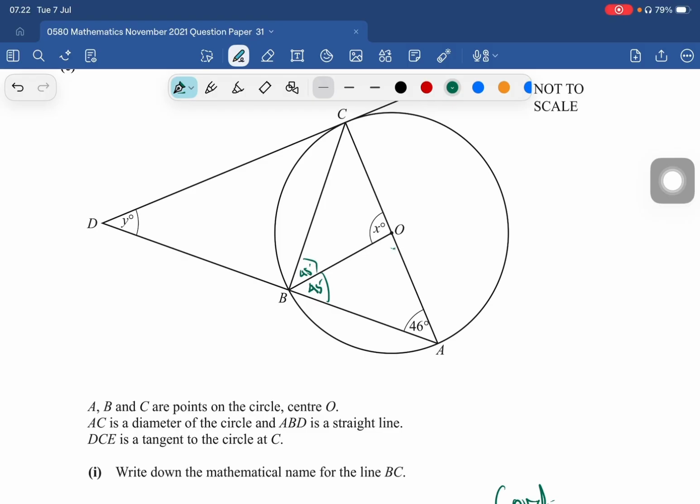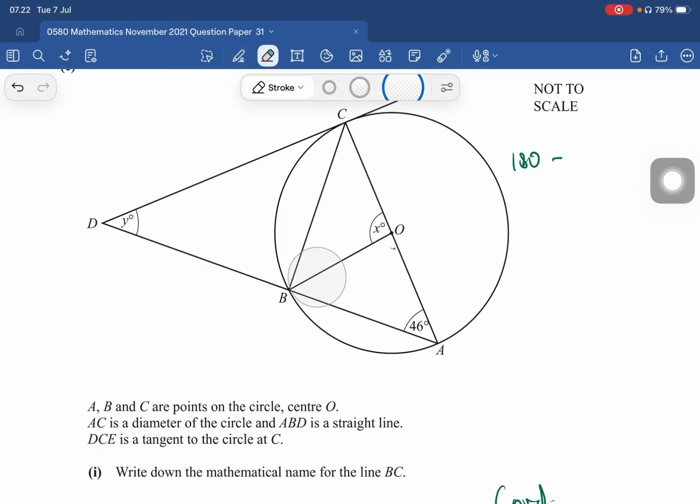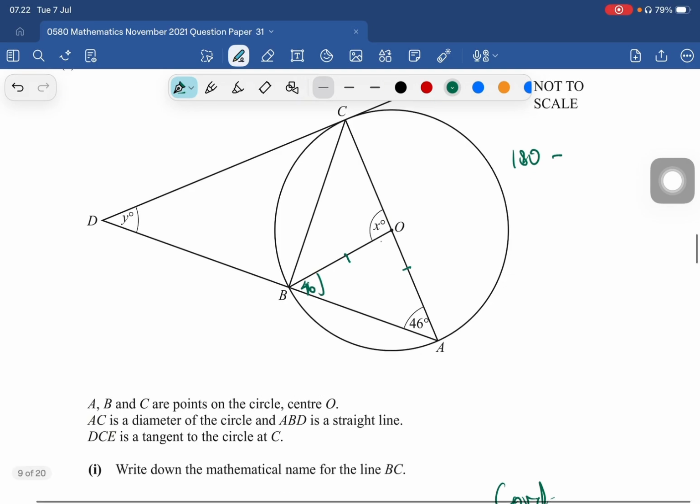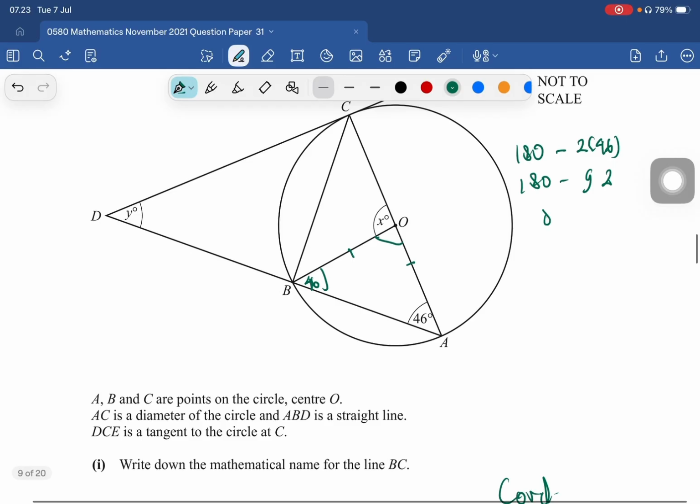Next, to find the angle, the total is 180, so we subtract. Here is the radius, both of them are the radius. So here is an isosceles triangle, so it's going to be 46 degrees. To find this angle, it is 180 minus 2 multiplied by 46. So 180 minus 92, so we get 88.